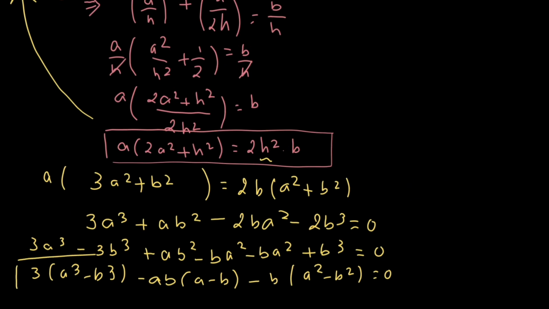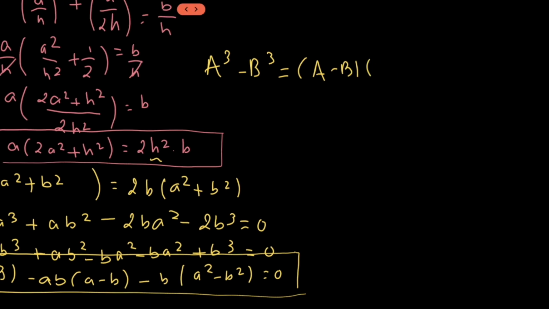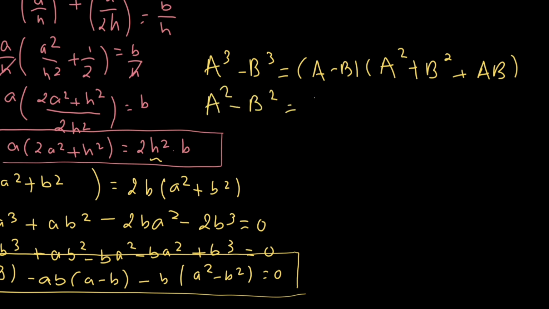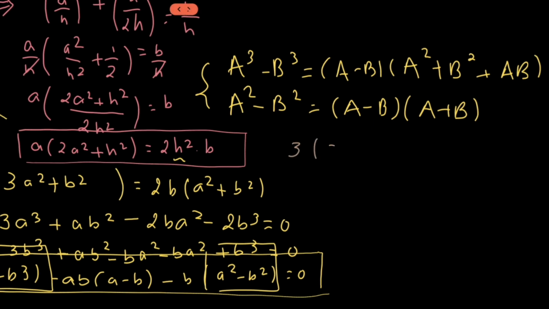So now we have this particular equation, and it's time to use the identities. Remember the identity for a³ minus b³: that is (a minus b) multiplied with (a² plus b² plus ab). Similarly, the identity for a² minus b² is (a minus b) multiplied with (a plus b). These two identities I will utilize in this bracket and that bracket. So the first bracket will turn out to be 3 multiplied with (a minus b) multiplied with (a² plus b² plus ab).